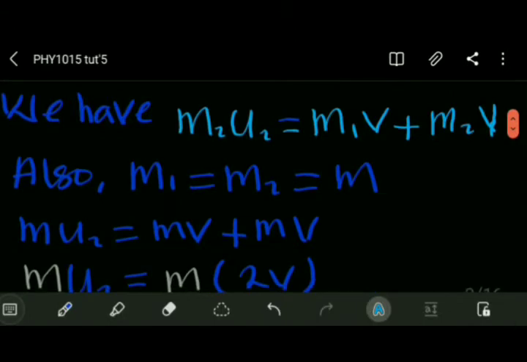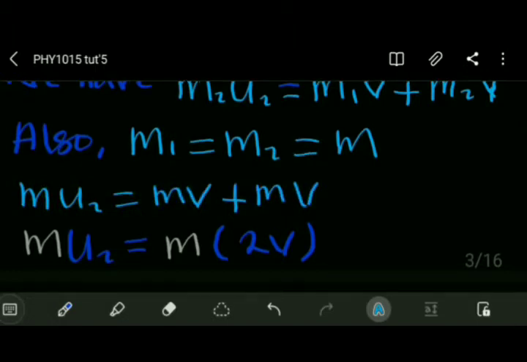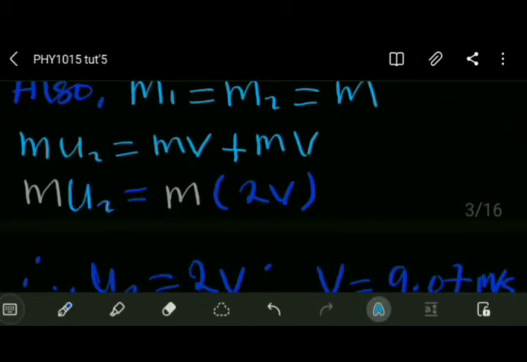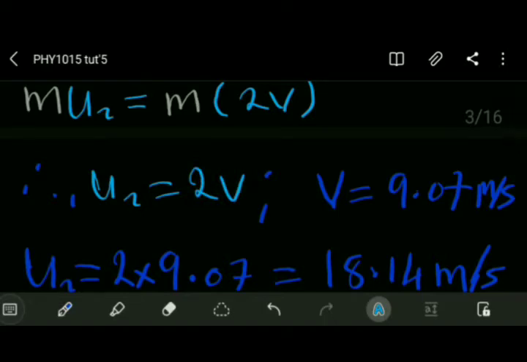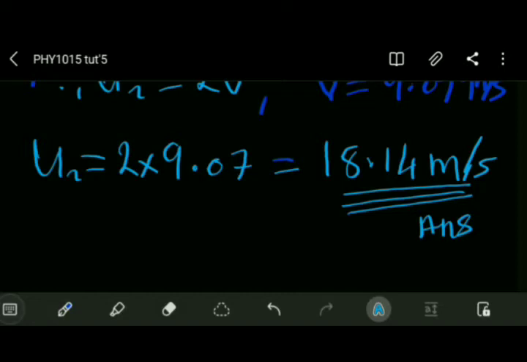Also notice that mass 1 is the same as mass 2, which can simply be regarded as m. So if we put this back in our equation, we get m u2 equals mv plus mv, from which we get u2 equals 2v. We know what v is, so it is easy to find u2, the initial speed of the second car. So u2 equals 2 times v, giving us 18.14 meters per second. This is the initial speed of the second car.